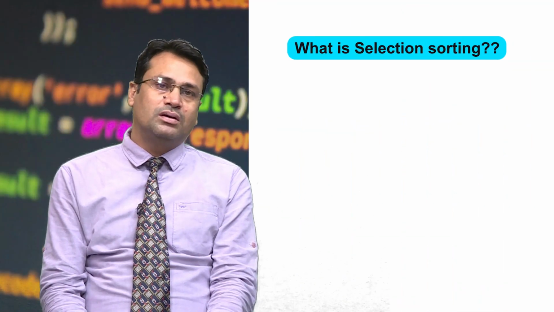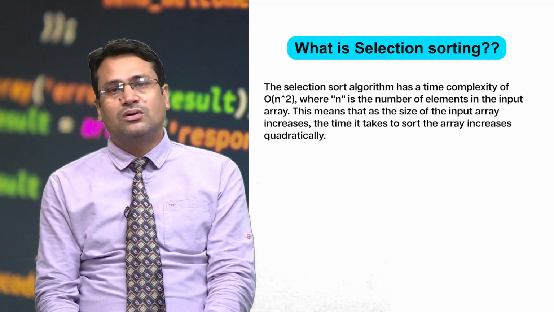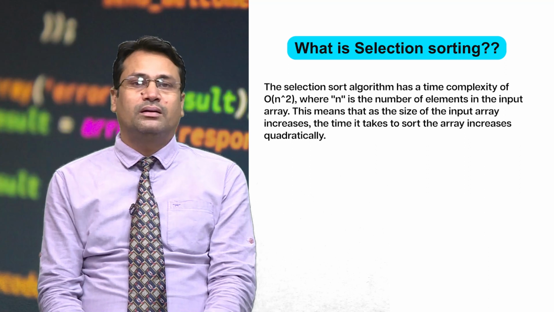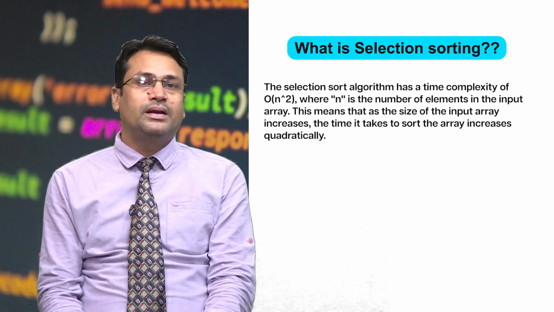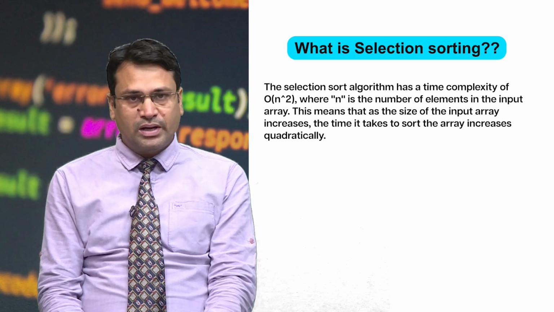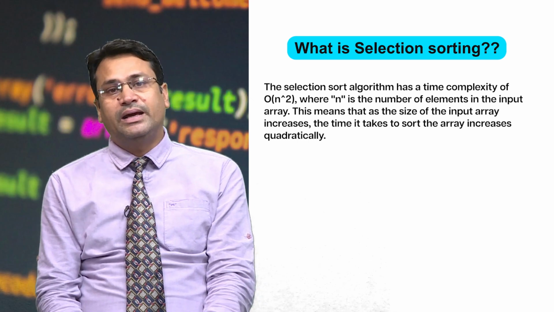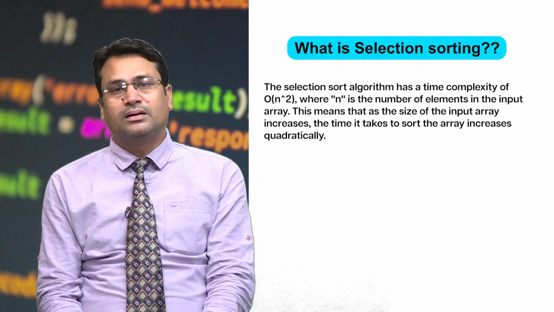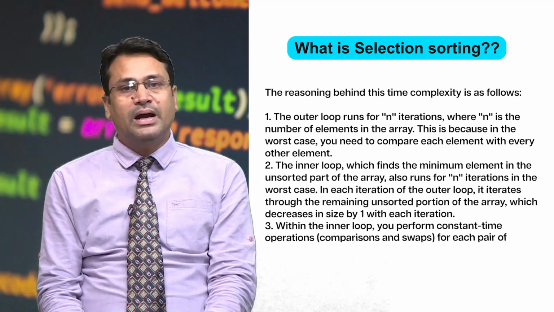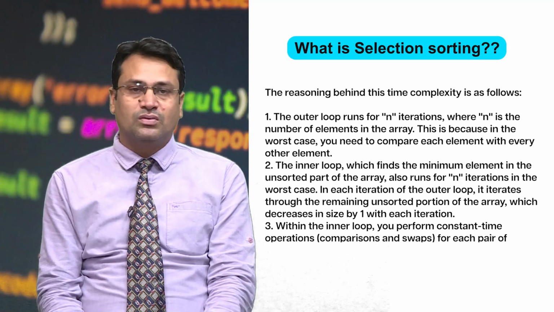So, now we will talk about the complexity of the selection sort. The selection sort algorithm has a time complexity of order of n square, where n is the number of elements in the input array. This means that as the size of the input array increases, the time it takes to sort the array increases quadratically. The reasoning behind this time complexity is as follows.